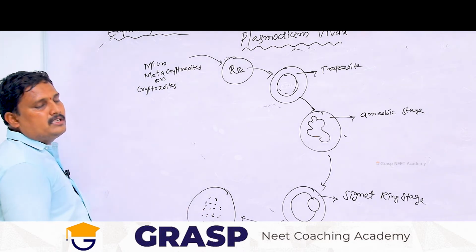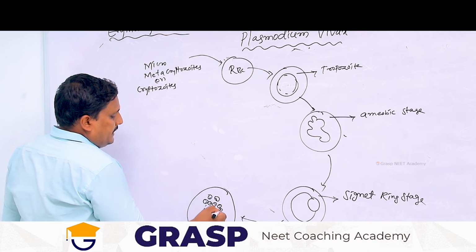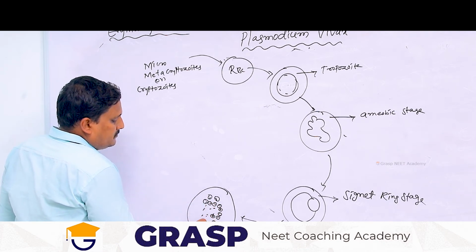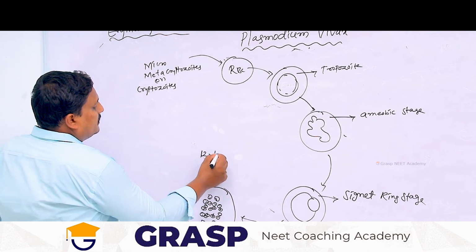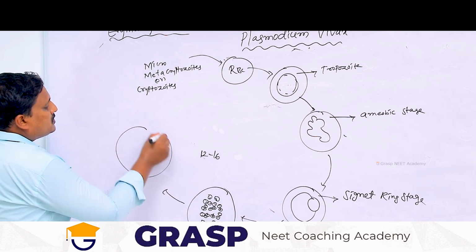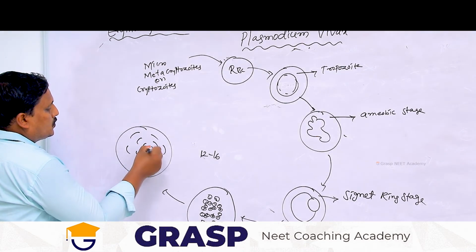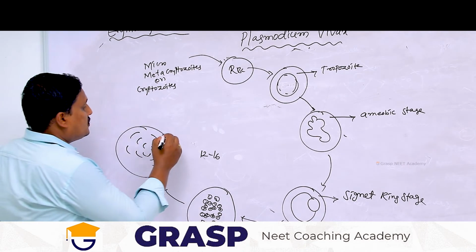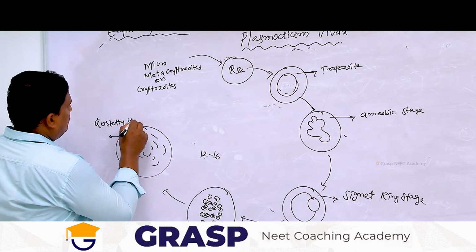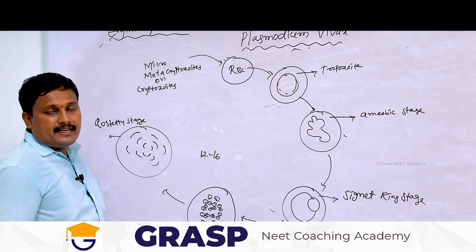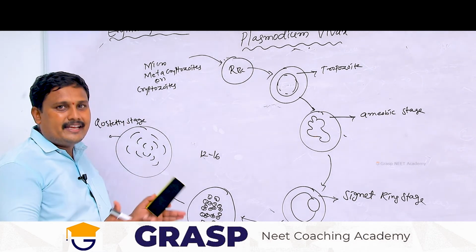After the nuclear division, the cytoplasm also divides around each nucleus. Then nearly 12 to 16 merozoites are arranged like the petals of a rose. This stage is also known as the rosette stage. Then later the volume of the RBC increases.